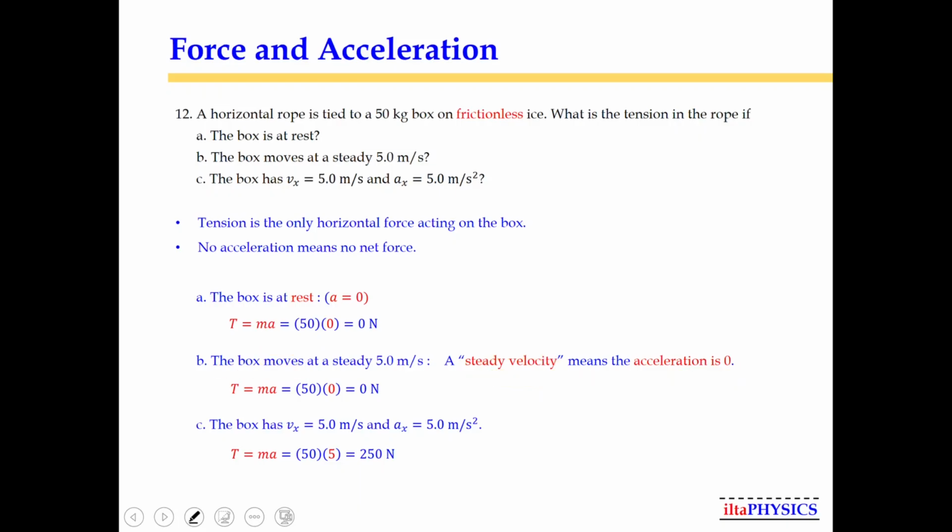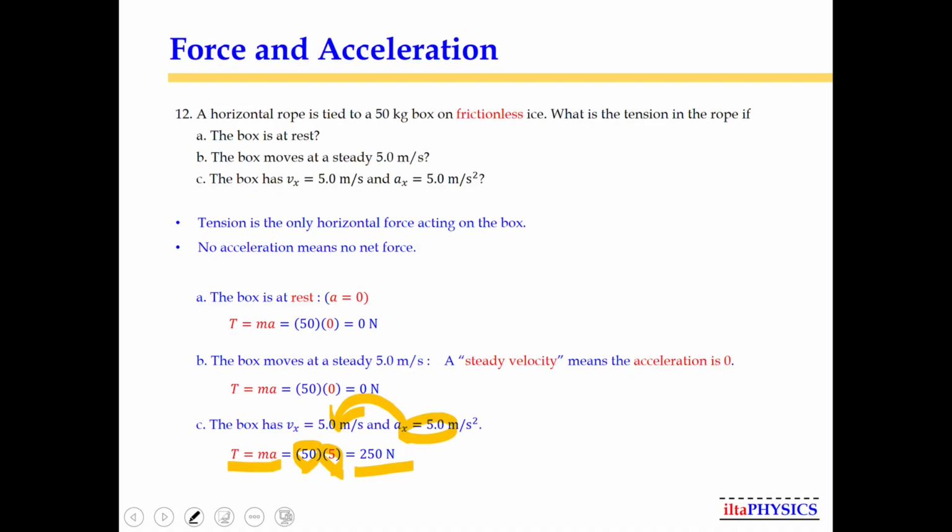Finally, let's look at the case where the box is moving and accelerating at the same time. In this case, since there is acceleration, actual tension finally occurs in the rope. According to the formula, if we multiply the mass of 50 kilograms by the acceleration of 5 meters per second squared, the tension is 250 newtons.